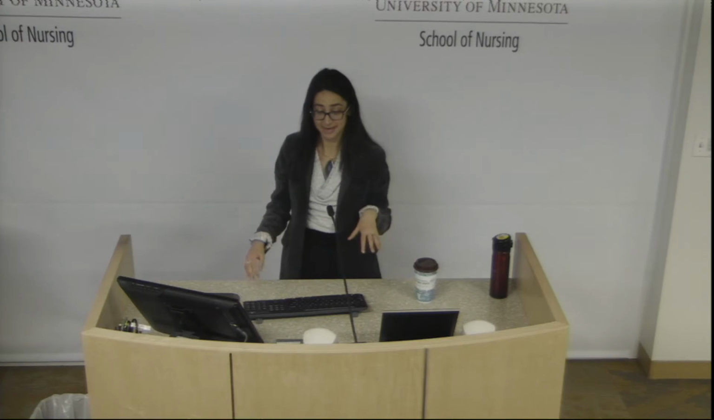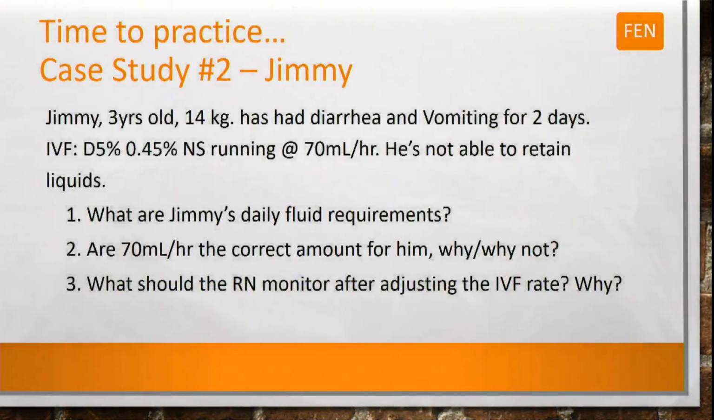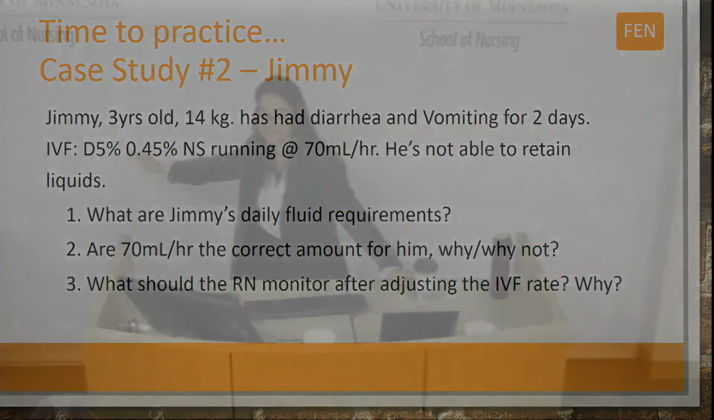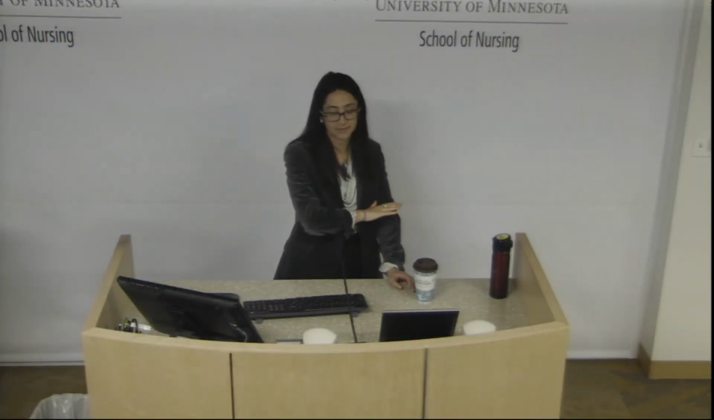So we're going to do Jimmy. He's a 3-year-old, 14 kilo boy. He has had diarrhea and vomiting for 2 days. He is getting IV fluids, D5 half normal saline. They're running at 70 milliliters per hour. He's not able to drink any liquids on his own.